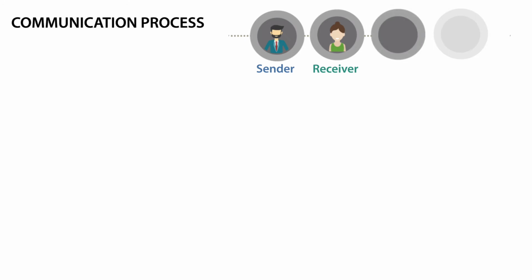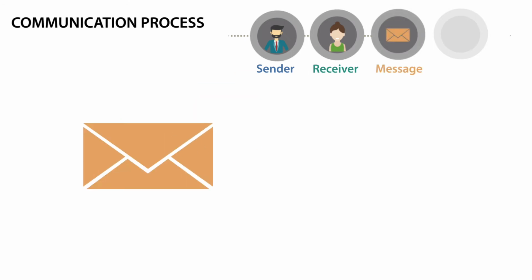The third component of the process is called the message. The message is the information the sender transmits. Without the message, the communication process does not exist, nor has a purpose. As the sender, you should make certain the message contains at a minimum the following attributes.